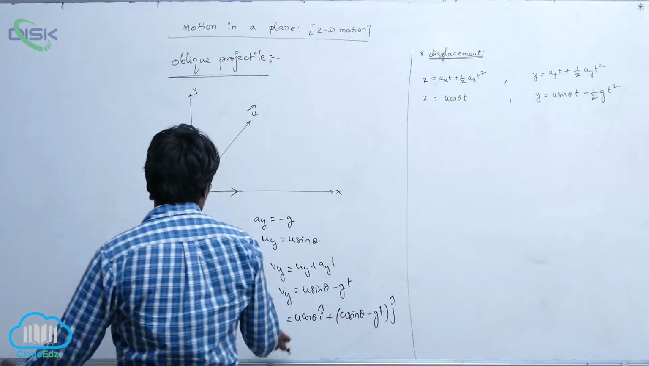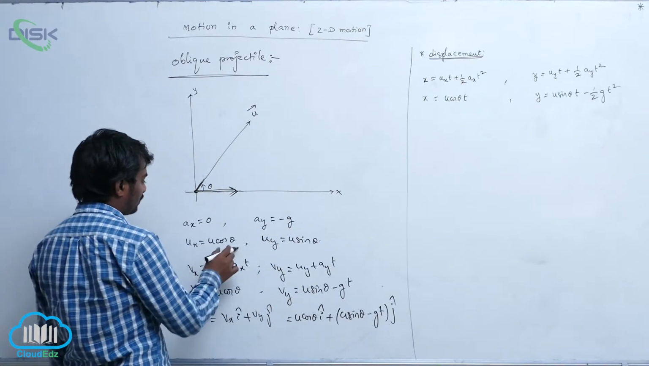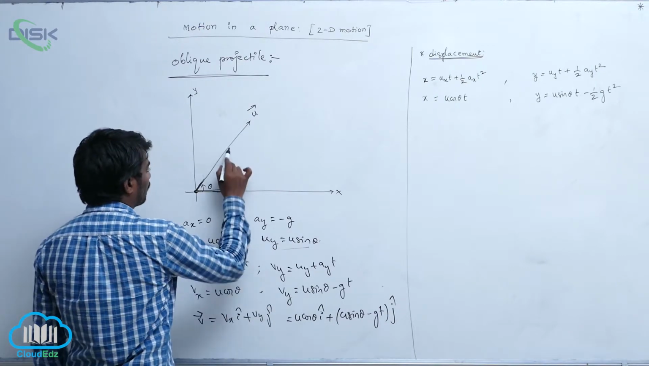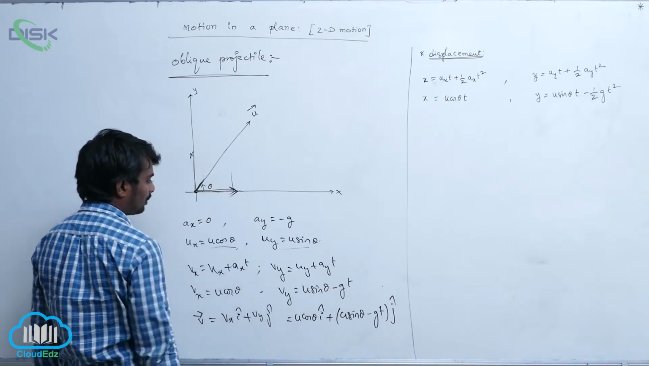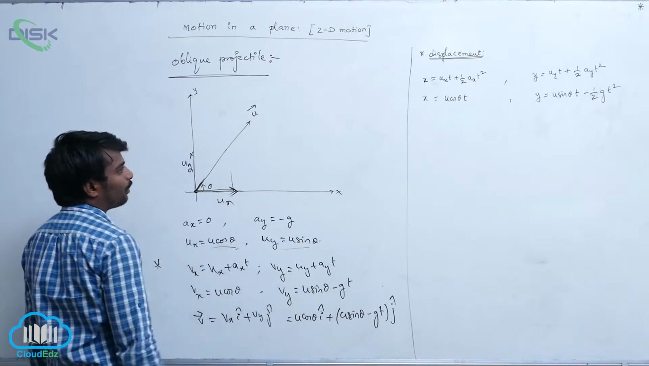Here we have resolved this u into components. This is horizontal, along the x-axis it is u cos theta, and along the y-axis this is u sin theta. So you can take it as ux, uy.